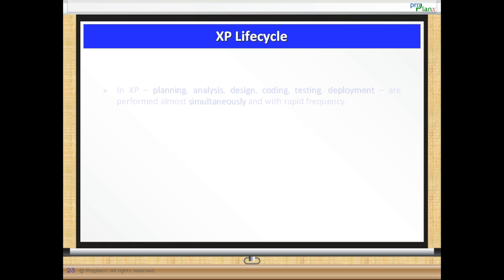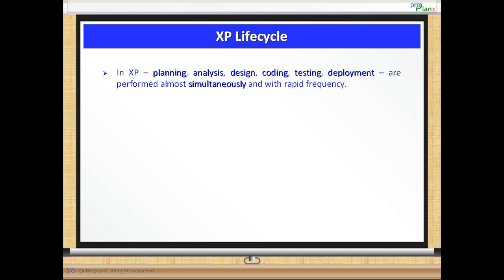XP Lifecycle. Let us understand what a typical extreme programming lifecycle looks like. XP consists of short iterations of work where planning, analysis, design, coding, testing, and other activities are performed almost simultaneously and with rapid frequency.